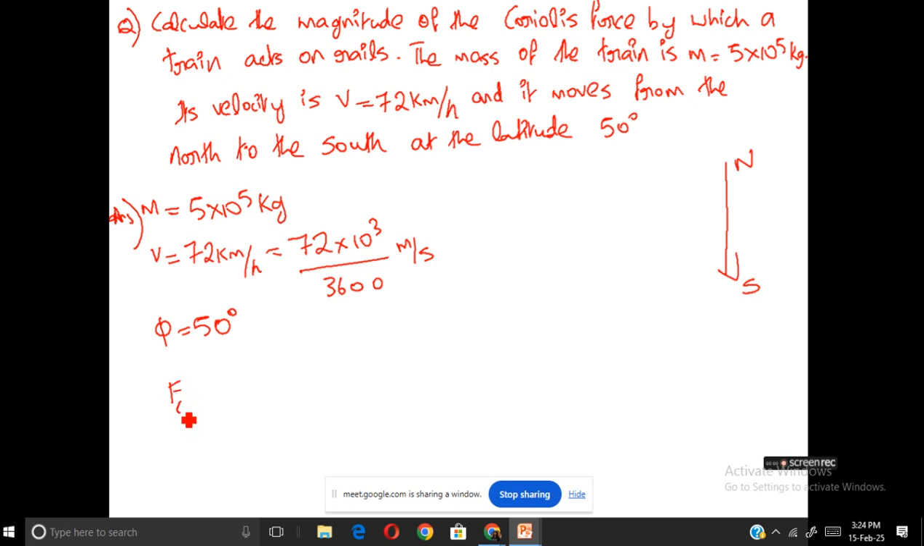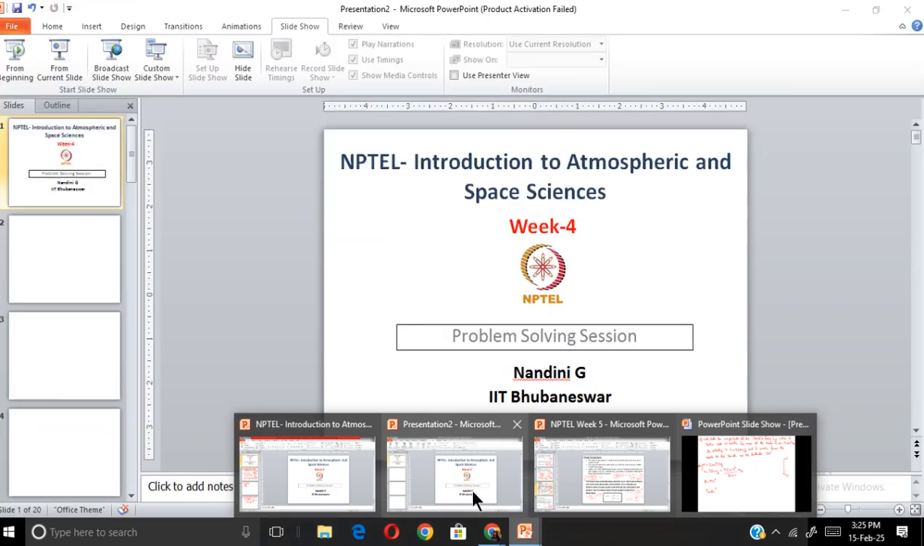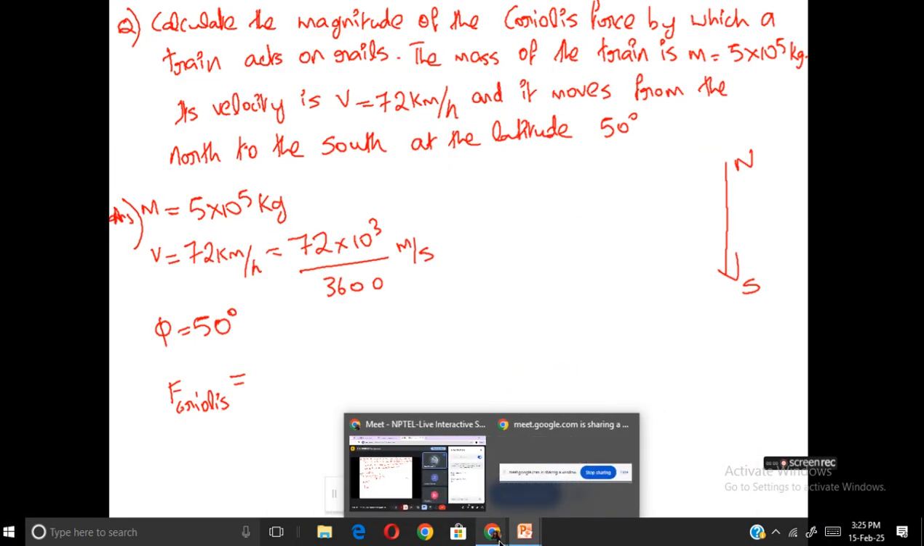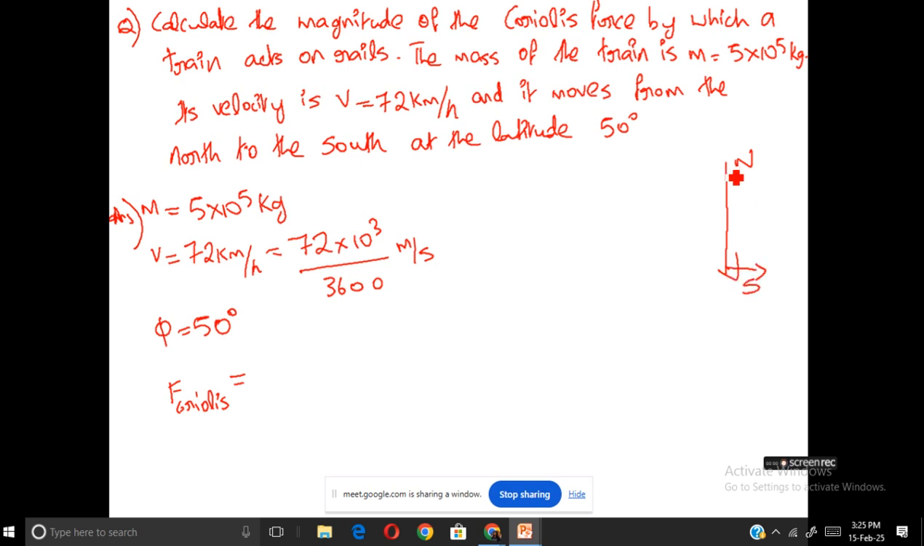So F Coriolis. Can you tell me in which direction the Coriolis force will be acting? The body is moving from north to south. So the Coriolis force will be acting in which direction? X direction, ma'am. Yeah. So it will be acting like this. It will be deflected like this.